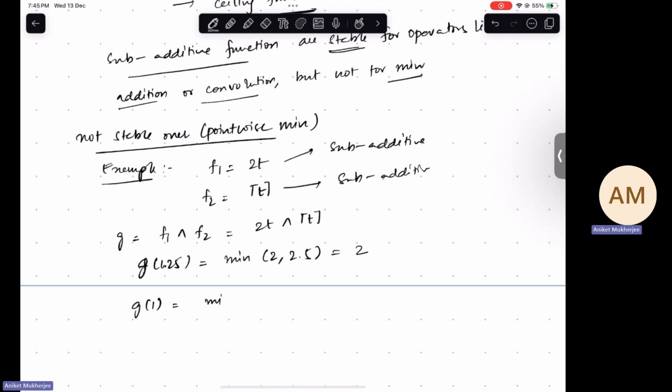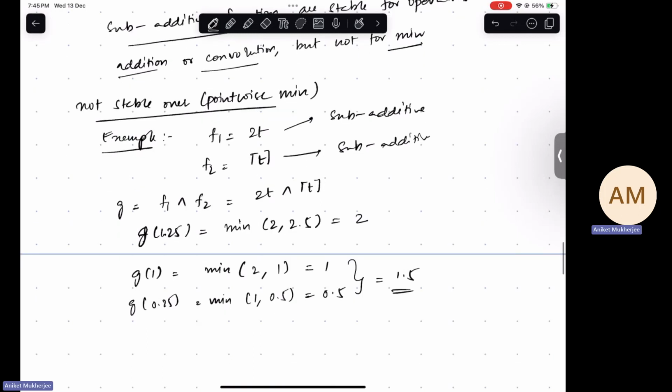g of 1 is min of 2 comma 1, which is 1, and g of 0.25, which is min of 1 comma... So add these two, you get 1.5, right? So what you get is g of 1.25 is greater than g1 plus g0.5.